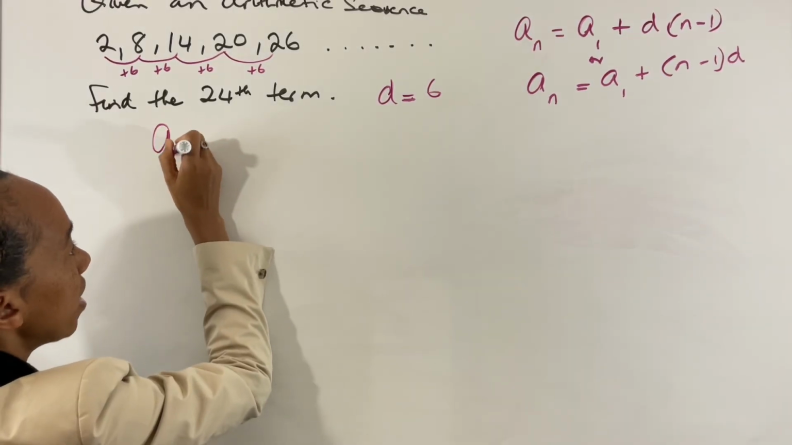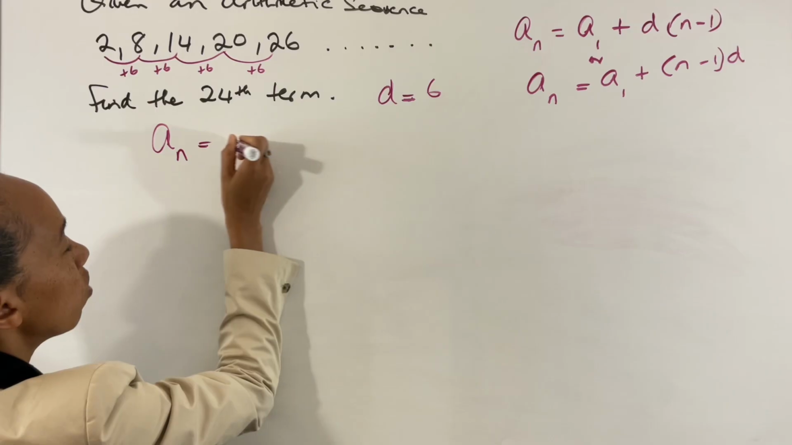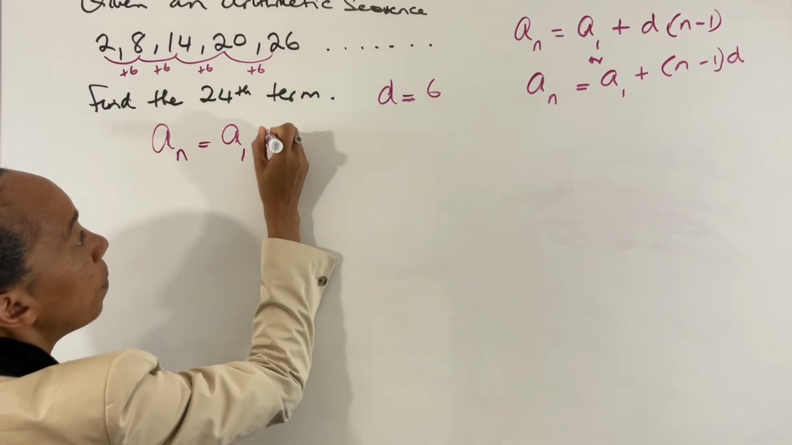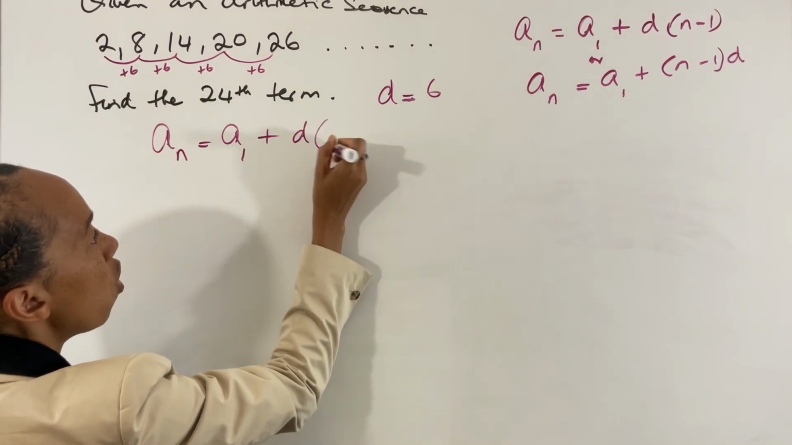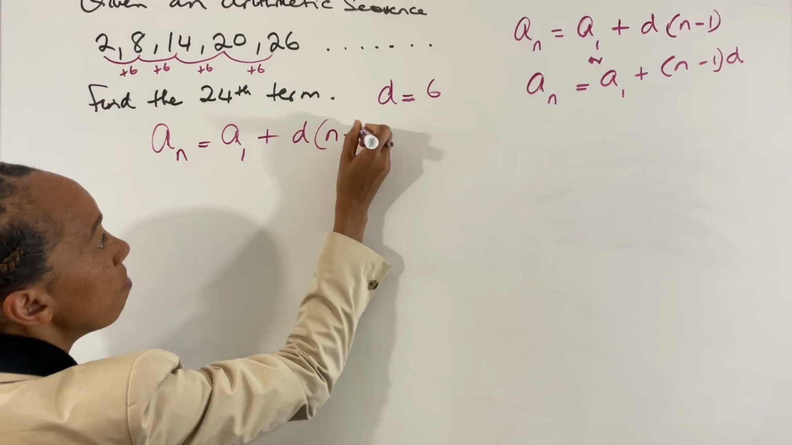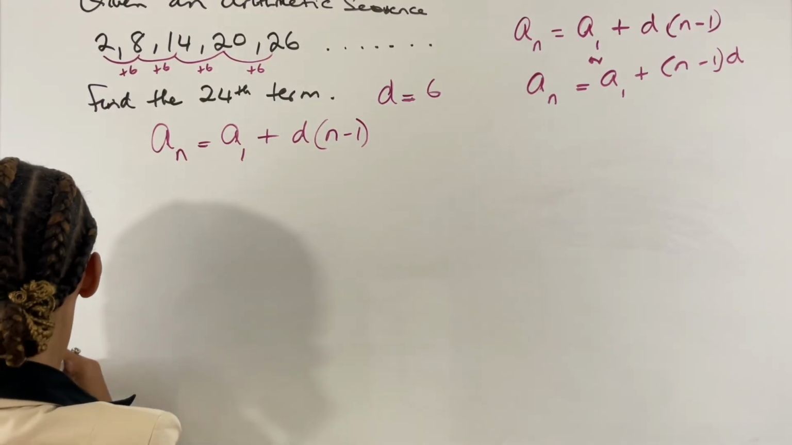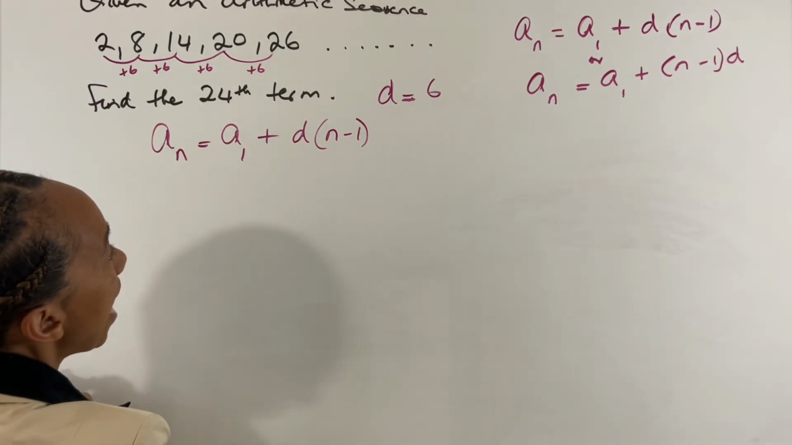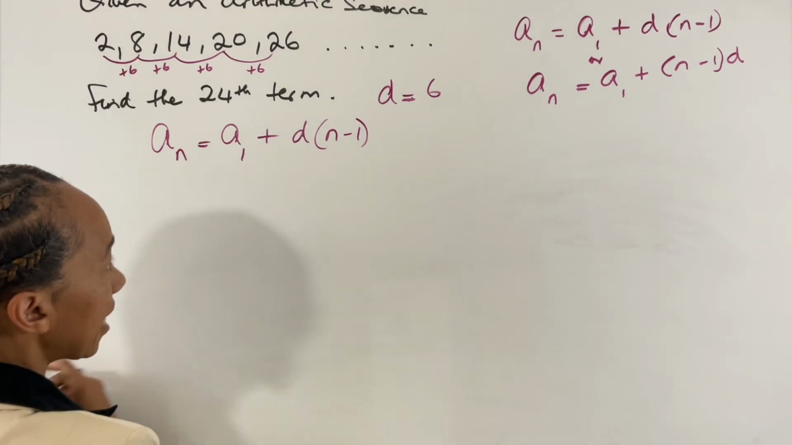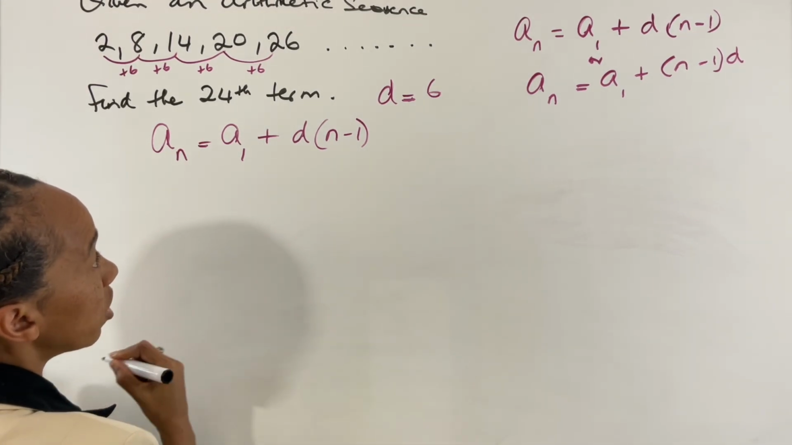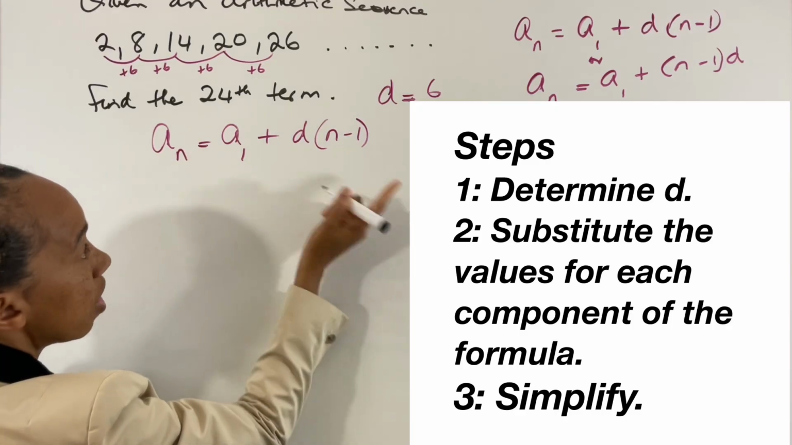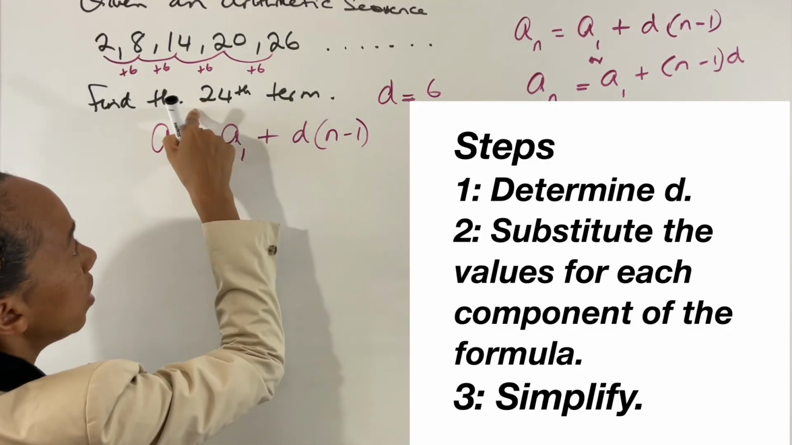Now you're going to write your formula. A sub n is equal to a sub 1 plus d, open parentheses, n minus 1, close parentheses. And after you've written your formula, the next step is that you're going to substitute your values in here. And we're looking for the 24th term.